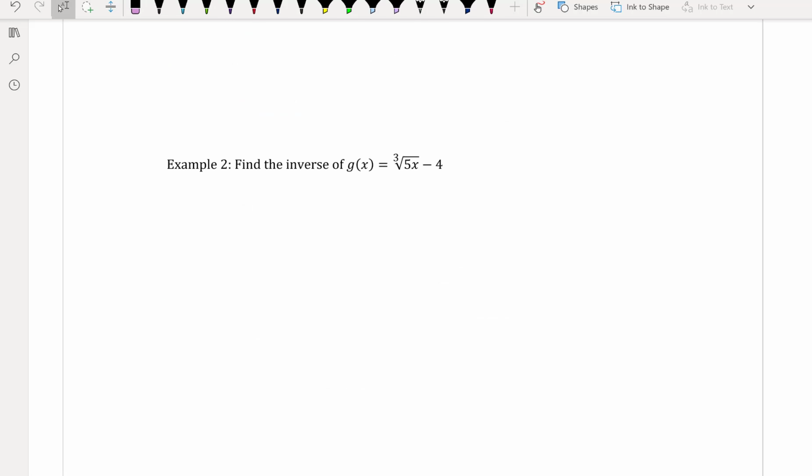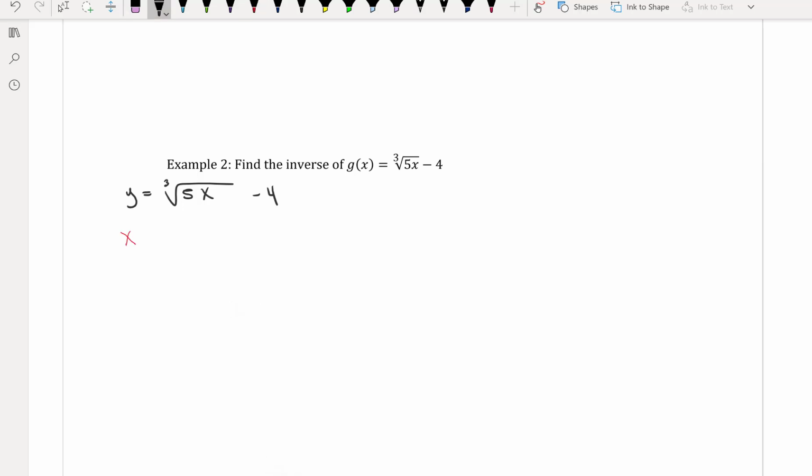So here's another example. It says find the inverse of this function. So I'm going to follow the same steps. I'm going to change g of x to y. So I have y is equal to the third root of 5x, and the minus 4 is on the outside. So I want to be careful of making sure that I have that minus 4 on the outside. So now I'm going to switch the x and the y.